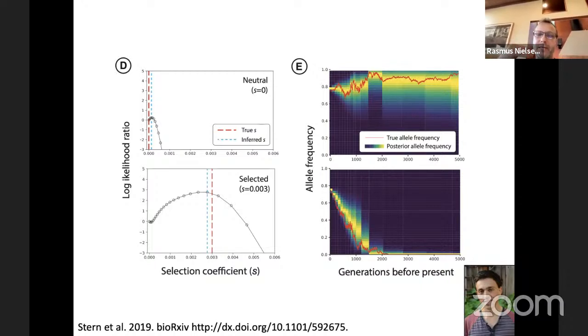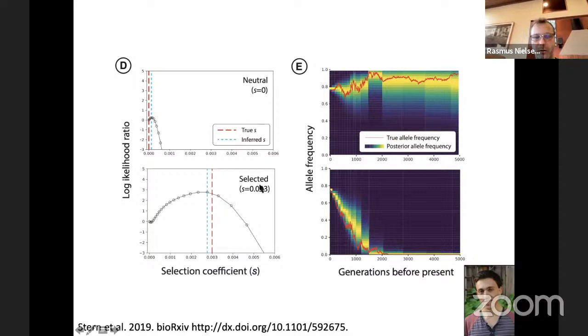And if the selection coefficient is 0, that means there's no selection acting. That's what we call neutrality. So we simulated data under a neutral model. And this is an example, estimated then, of a likelihood function. We get that inferred S on average is a little bit larger than the true S. And this is an example of a likelihood function there, and we're very close to 0.